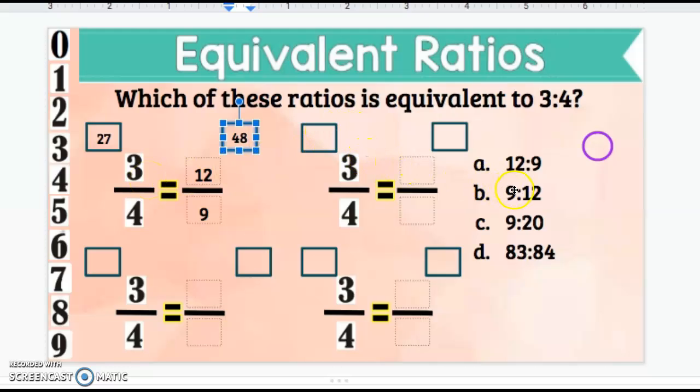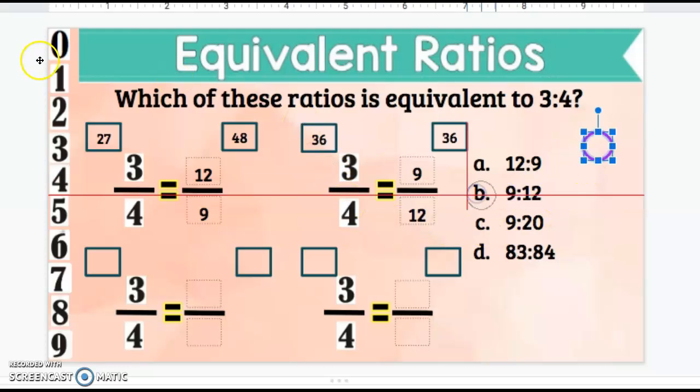Let's look at B, 9 over 12. So I'm going to put 9 here, and then I'm going to put 12, because another way to write a ratio is as a fraction. So 3 times 12 is 36. Then you have 4 times 9, which is 36. Okay, are 36 and 36 the same? Yes, they are. So that means B is your answer.